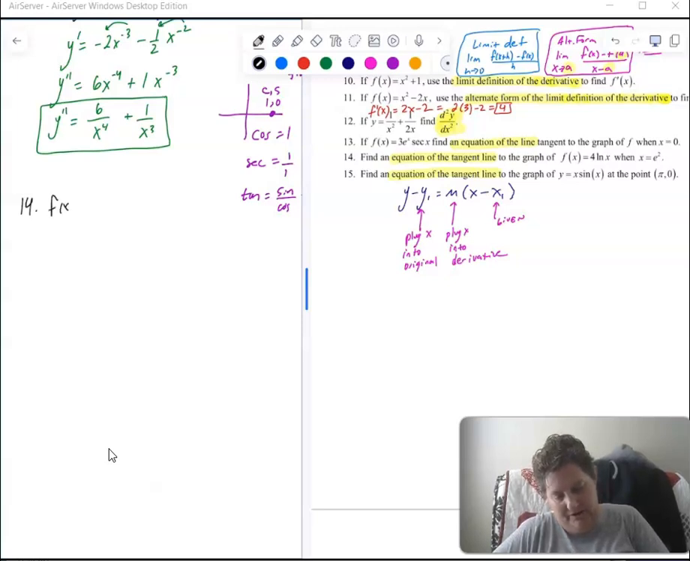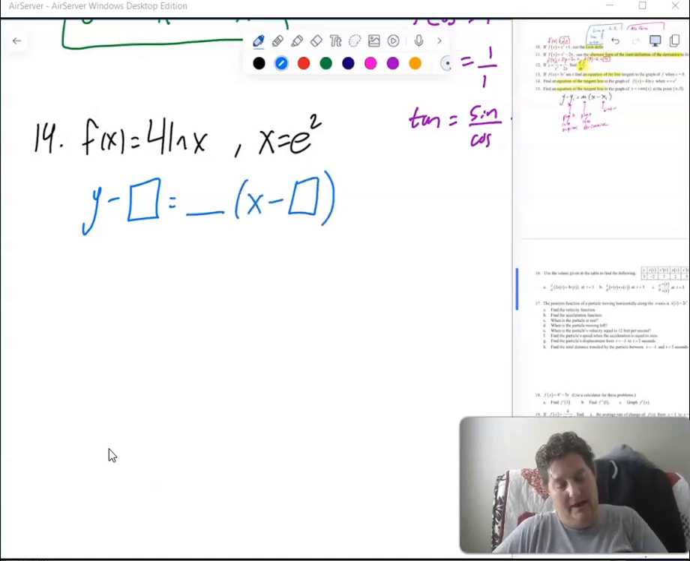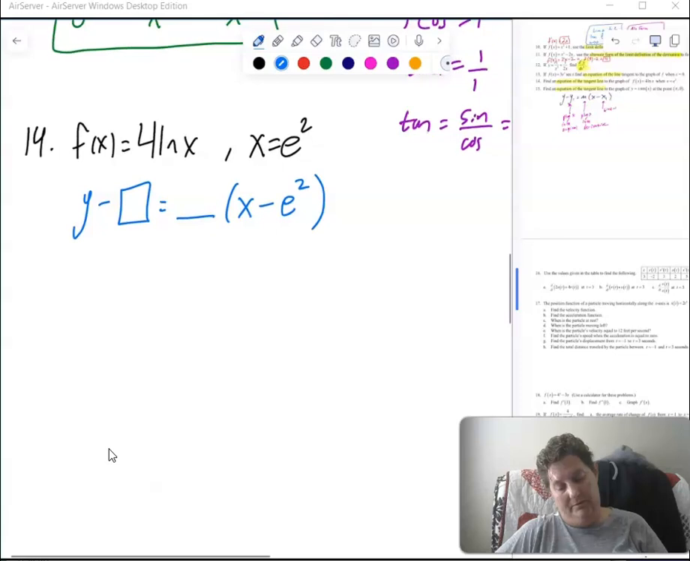Okay, for number 14, the equation is f of x equals 4 ln of x at x equals e squared. All right. So again, right when I start, y minus y1 equals m times x minus x1. And I already know what x1 is, okay? It's e squared. Okay, cool. So let's go.